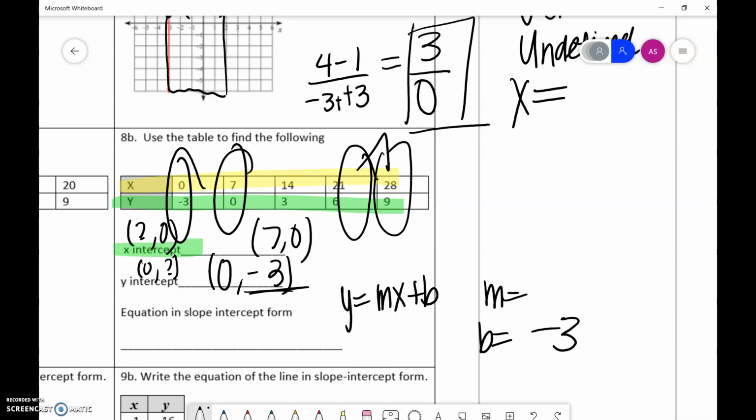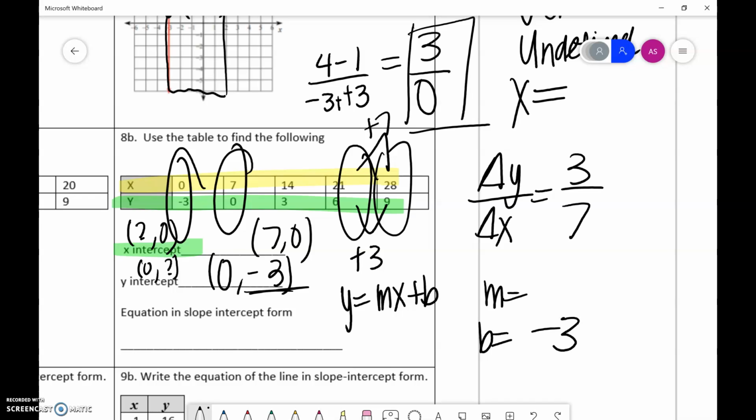And I'm just asking, how much did I go from 21 to 28? That's going to be +7. And how much do I get from 6 to 9? That's +3. And your slope is always your rise over run, or in this case, we want to put our change in y over change in x. So my change in y is 7, and my change in x is 3. So my slope is going to be 7 over 3.